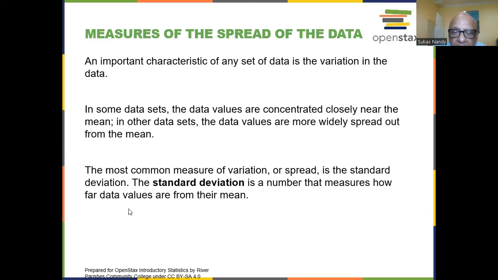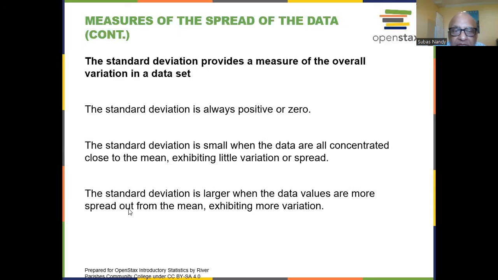What is the meaning of standard deviation? It's the average variation of a value in the data set from the mean. Standard deviation provides a measure of the overall variation in the data set. The standard deviation is always positive or zero. The standard deviation is small when the data are concentrated close to the mean, exhibiting little variation or spread. The standard deviation is large when the data values are more spread out from the mean, exhibiting more variation.